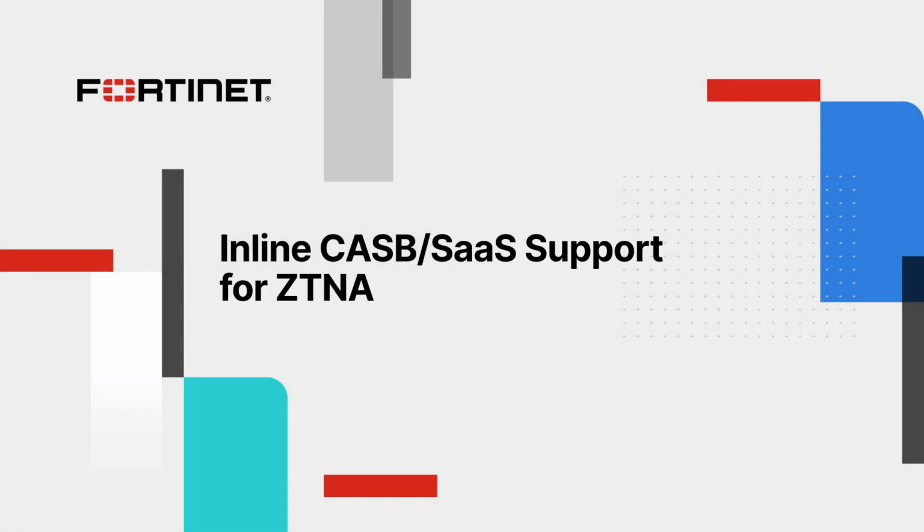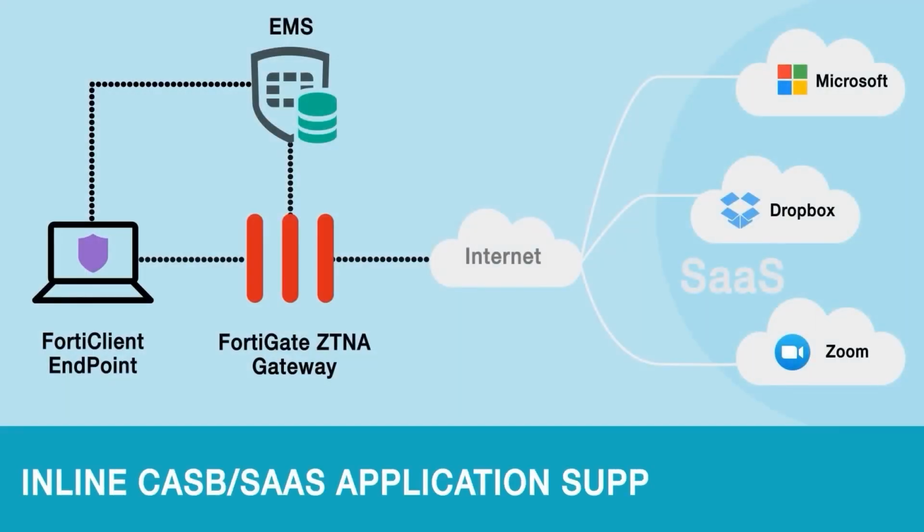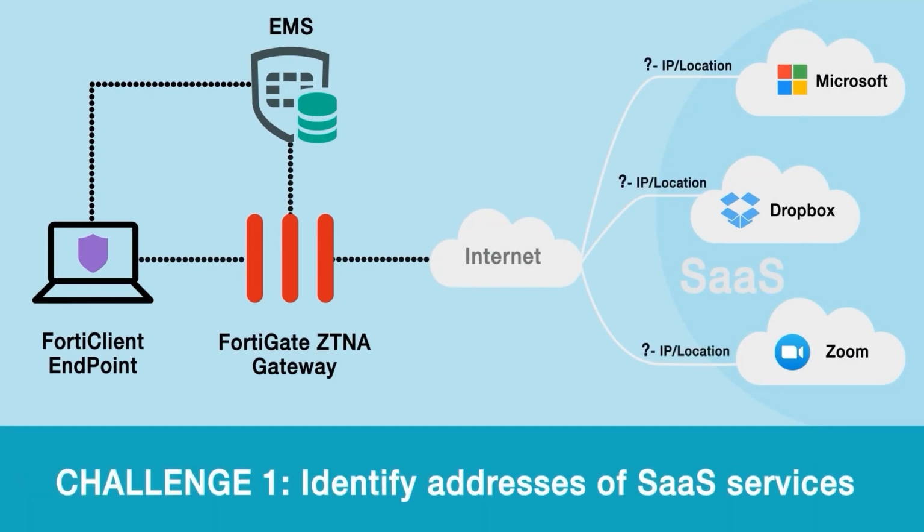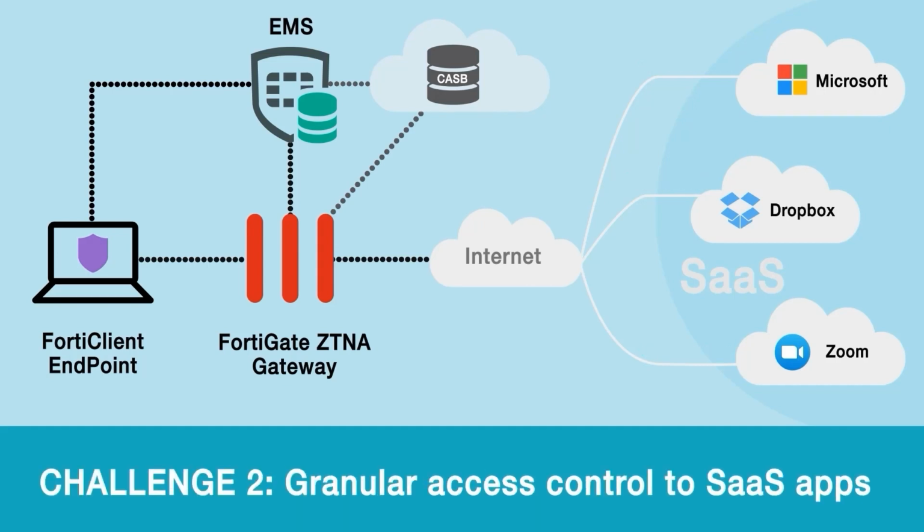Let's look at how ZTNA can be used as an inline cloud access security broker, or CASB, to protect SaaS applications. When protecting SaaS applications, it can be difficult to dynamically identify the addresses and locations of various SaaS services. With the FortiGuard inline CASB database introduced in FortiOS 7.2.1, both FortiGate and FortiClient can access this database to determine popular SaaS application addresses.